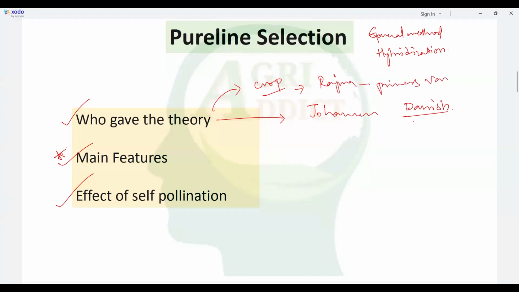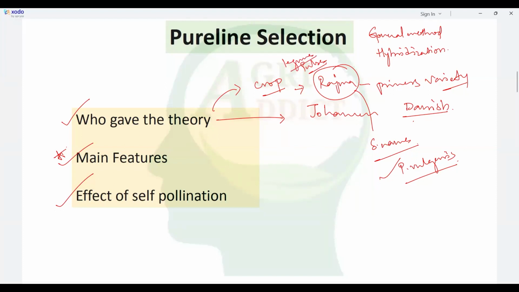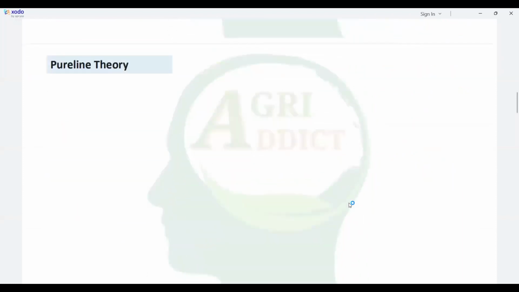Good. Nowadays in your MSc entrance exam, they are not directly asking the common name. They are asking the scientific names. So what is the scientific name of this Rajma? Yeah, it's Phaseolus vulgaris. Just remember this name and also remember the chromosome number of Phaseolus vulgaris. It is a pulse crop, right? Or a legume one. Now let us see the pure line theory by Johansson.